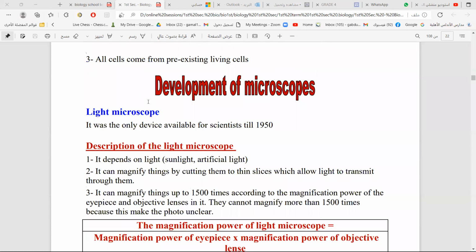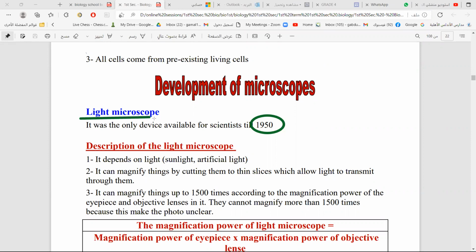Development of the microscopes. Only simple microscopes were used until the year 1950. In 1950, scientists started making a very strong microscope called the electron microscope. Before that, we could only watch living organisms with the light microscope, which you can see at school.